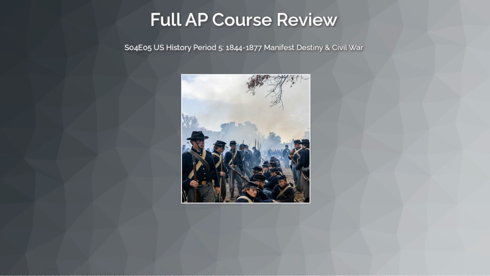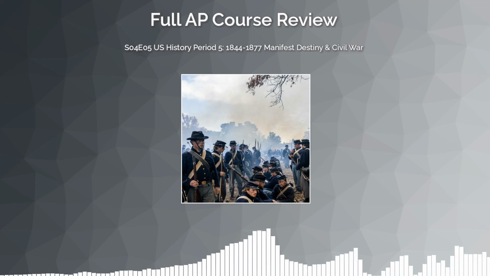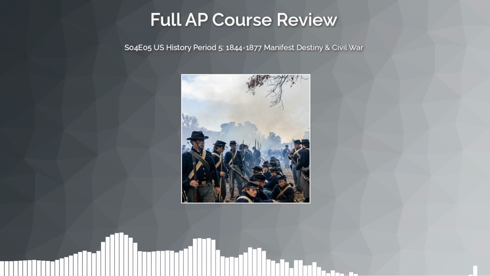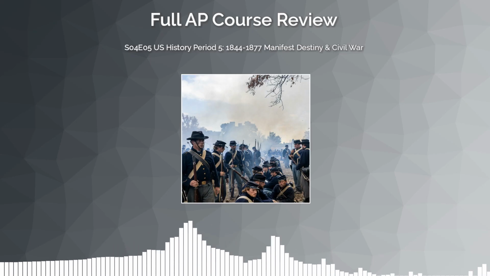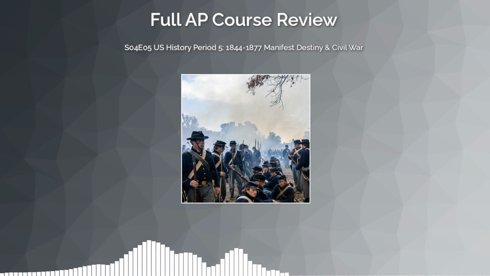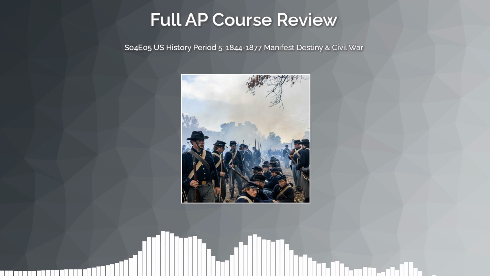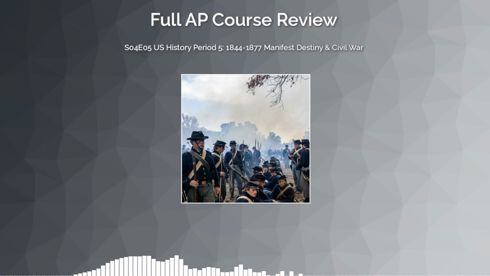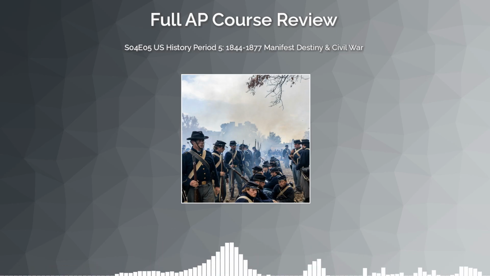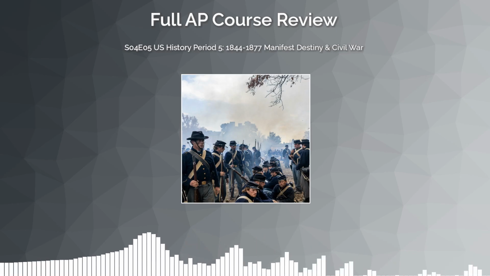Manifest destiny and the slavery crisis. Here's the connection that AP students most often miss, and it's crucial. Every new territory acquired through manifest destiny immediately reignited the question of whether slavery would be permitted there. The Wilmot Proviso of 1846 tried and failed to ban slavery from any land acquired from Mexico. That failure exposed just how deeply divisive westward expansion had become.